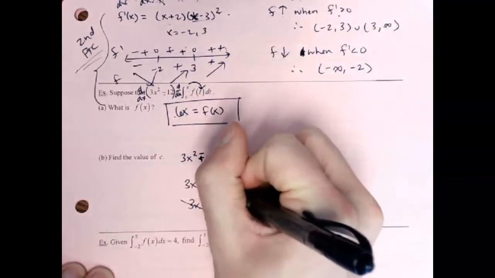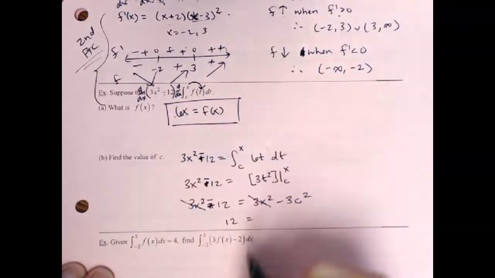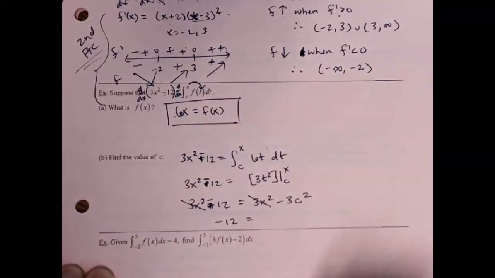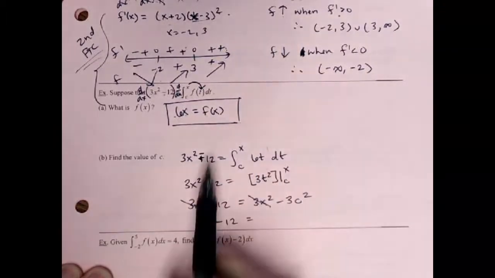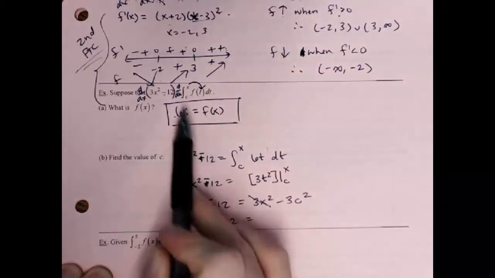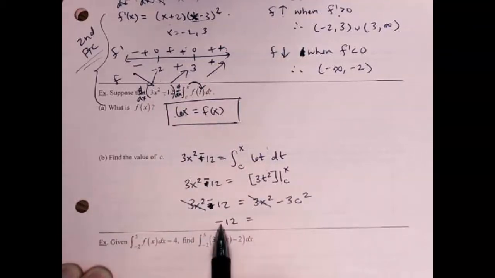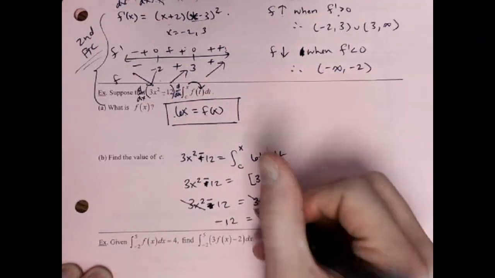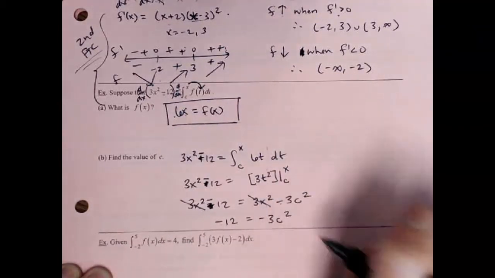This should have been a minus. This should have been a minus. I'm glad I caught it now. Otherwise, I would have had an imaginary answer. That wouldn't have been fun. So it should have been minus 12, minus 12, minus 12. I just miscopied it. My bad. Oops. So it should be a negative 12 equals negative 3c squared.